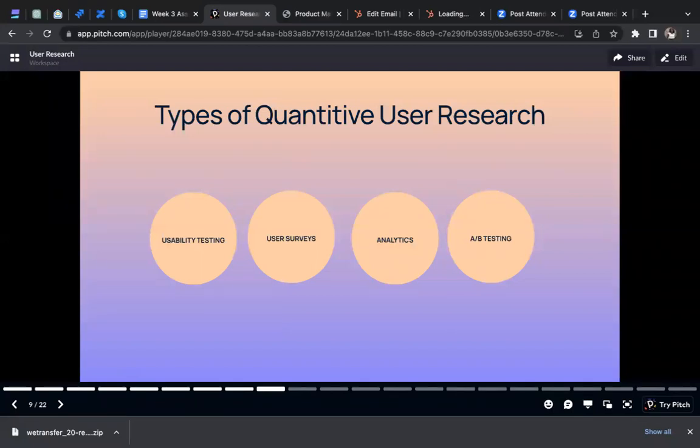So basically, usability testing is when users are asked to perform specific tasks on a product or service, and their success rate or time to completion are measured. Let me go over that again for those that might be taking notes. Usability testing is basically when you ask your users or your target audience to perform specific tasks on your product or service, and then you measure their success rates.